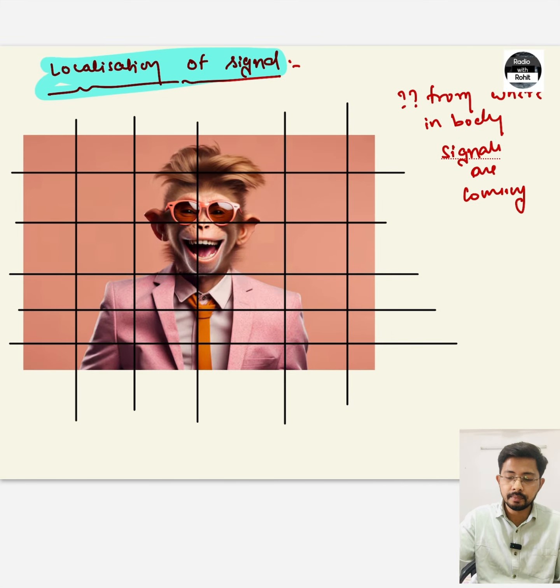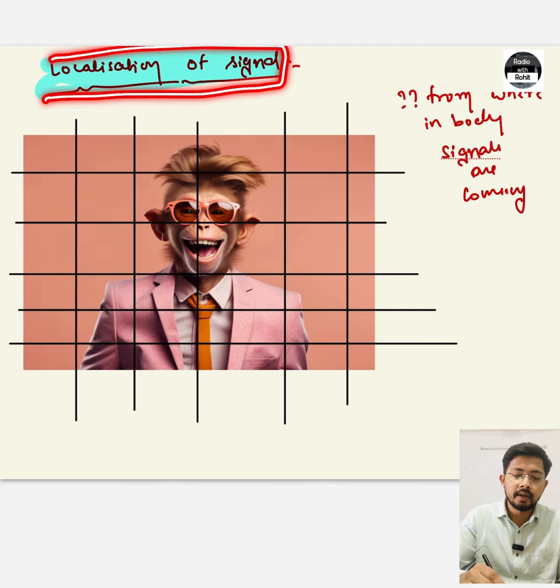Now the question is, we have received a signal from the body, but how will our computer understand which part of the body this signal is coming from? Like we have a handsome man over here, so if we want to localize the ear of this person, we have to divide this slice, and we have to give some signal precise to this ear. So here we have the topic of localization of the signal.